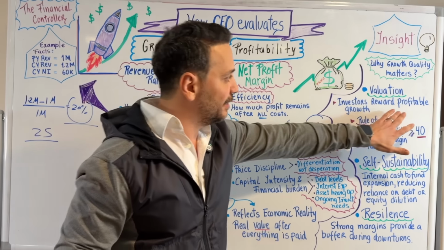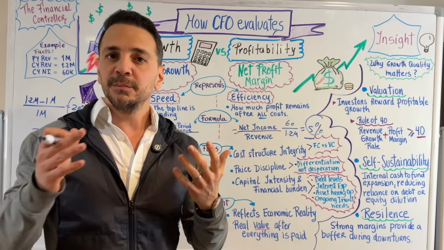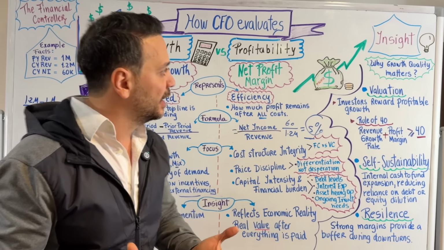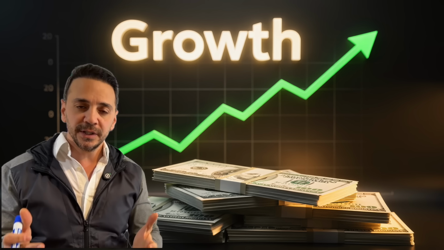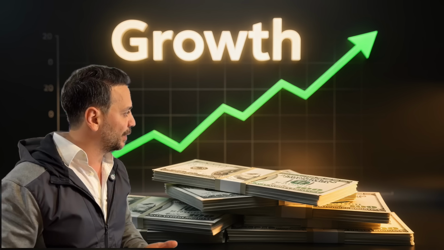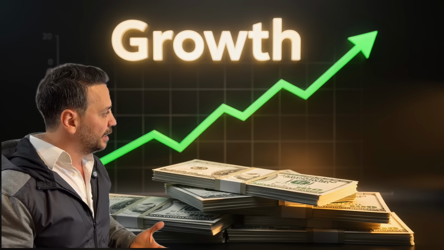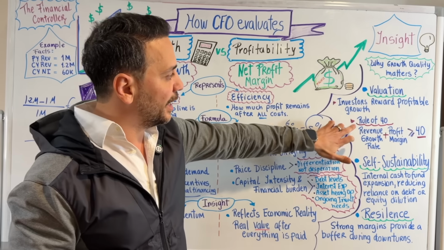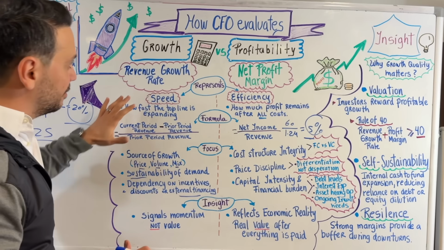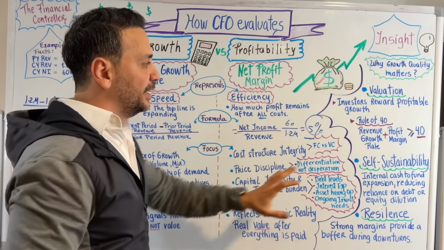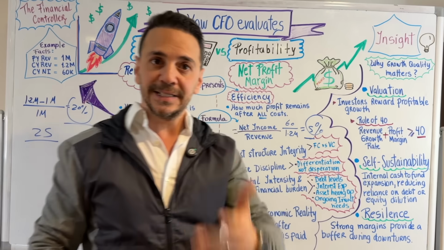The first one is valuation. These two metrics are going to be important for the valuation of a business because investors reward profitable growth. So you need to be growing, but you need to be growing profitably, right? This is the leverage that you create in the business. Investors rely on the Rule of 40, which says to combine the growth rate with the net profit margin, and you need that to be as close as possible to, or even exceeding, 40.